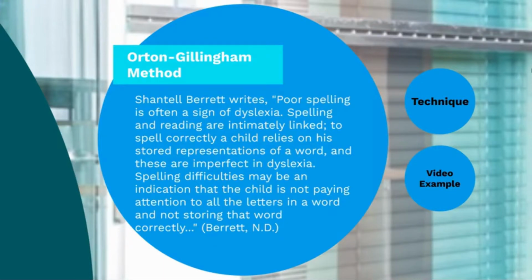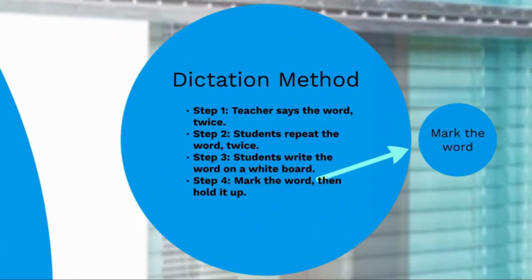So this technique has a few steps. The first step is the teacher says the word twice, camp, camp. The students repeat the word twice, camp, camp. Students will write the word on a whiteboard, mark the word if desired. This part is not required. It doesn't make a huge difference for all learners, but it can help those who are struggling in spelling and reading fluency. You can see here that I've got a graphic on how marking the word works.